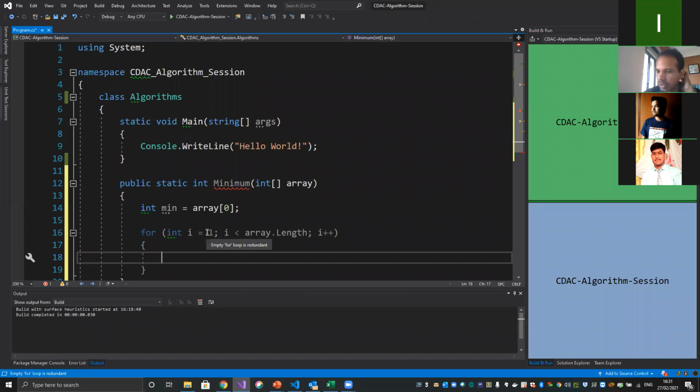Obviously, you are being more smart here, in the sense that you're avoiding one comparison unnecessarily, because you are going to eventually compare min with itself. You're saving on that one comparison, not much from a computer's computing power, but that explains that you do understand what you're doing.